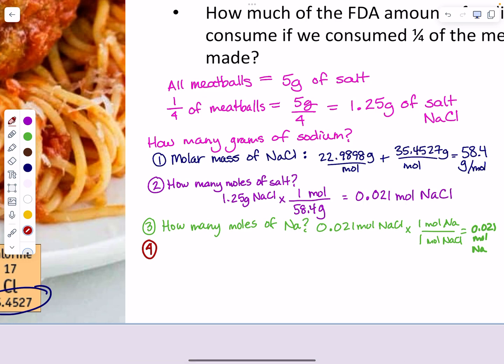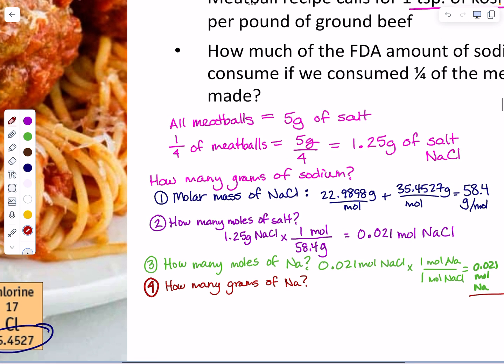Let me just make this a little smaller. So there we go. Okay, how many grams of sodium? So this is going to be a unit conversion. To this point, I've done addition and then several unit conversions. So we're going to go from 0.021 moles of sodium.